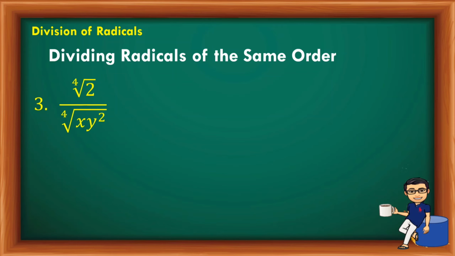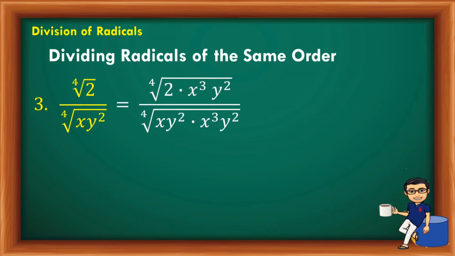How about the third one? Fourth root of 2 divided by the fourth root of x, y to the second. So, mayroon na tayong variable involved, but the process is the same. So, we are going to multiply the denominator para maging perfect fourth root siya. xy squared, para maging perfect fourth root ang x, kailangan niya ng x to the third para maging 4. Pag inadd ang exponent, ang y to the second, para maging perfect fourth root, kailangan niya ng y to the second. So, both numerator and denominator.